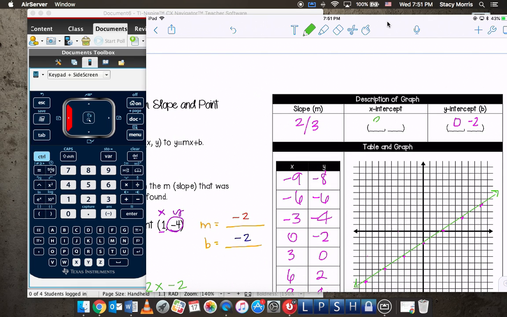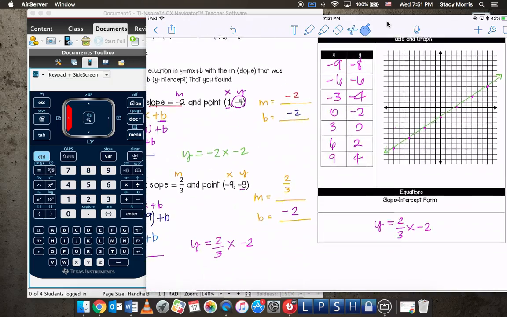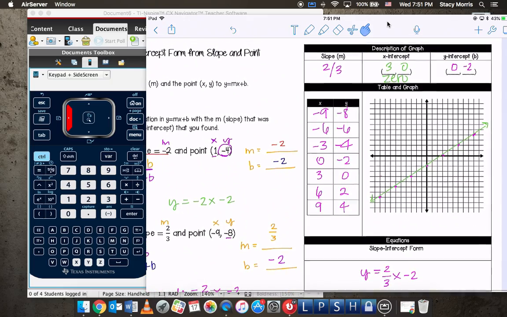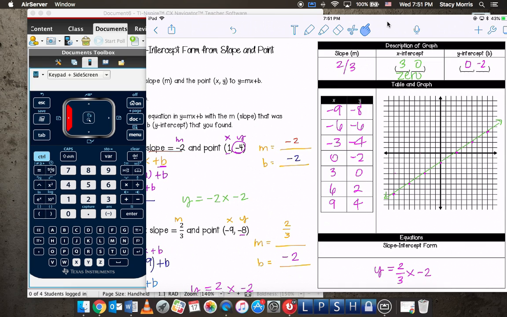So I'm going to write that here, 3 comma 0. I'm going to add the word 0 in here. So lots of different questions that they could ask from just one equation. You need to be able to do all of that.